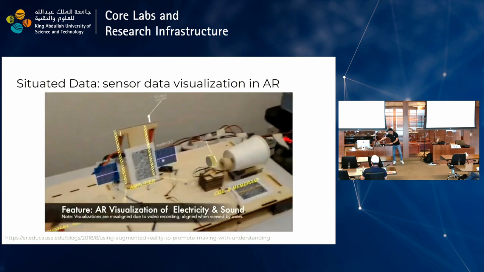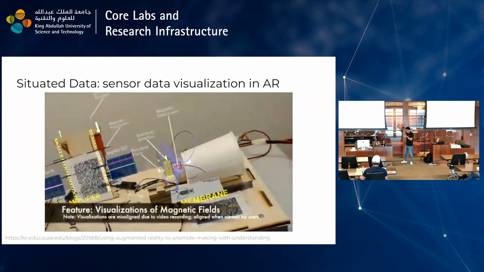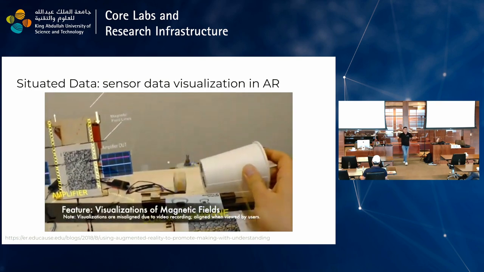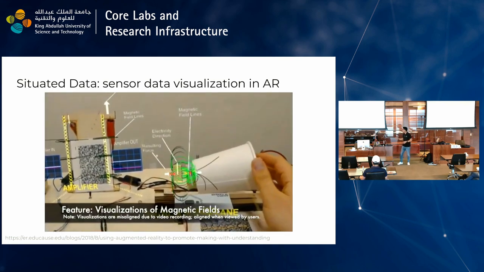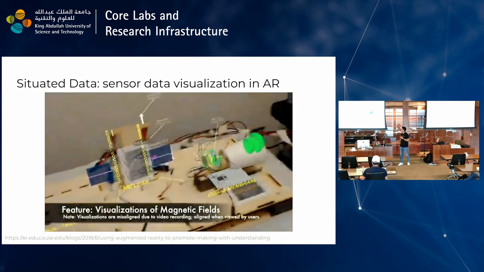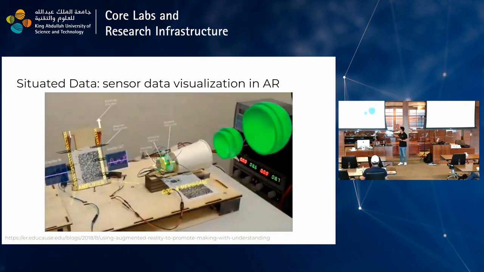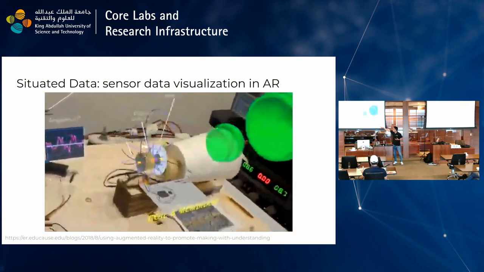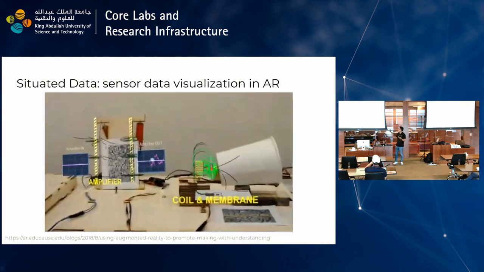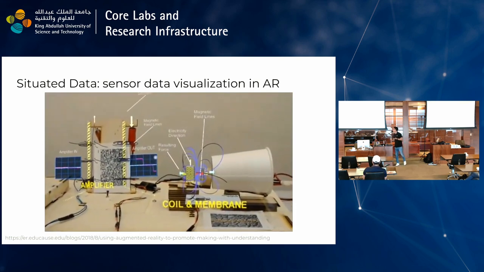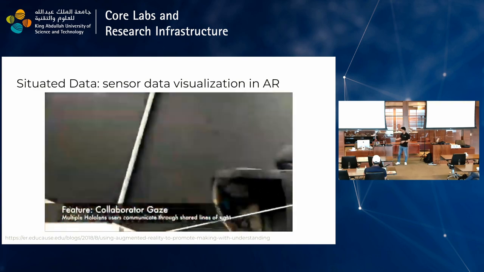So this is an example of what's called situated data, right? What you see here is someone wearing the HoloLens, and they have some sort of electronics set up in front of them, right? And they want to use augmented reality for teaching. The sound is coming from there. So they want to use the HoloLens to see the invisible things, like the current, the sound waves. So you can see, for example, a real-time visualization of, I don't know, probably some current. So this is one example of situated data visualization. You have virtual data that's associated to something real, something in the real world. In this case, the circuit, okay?